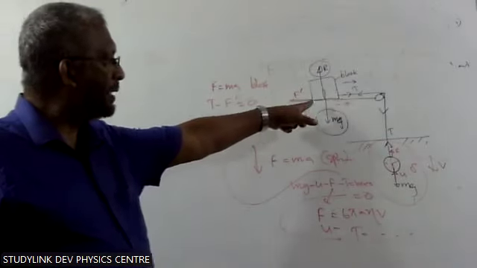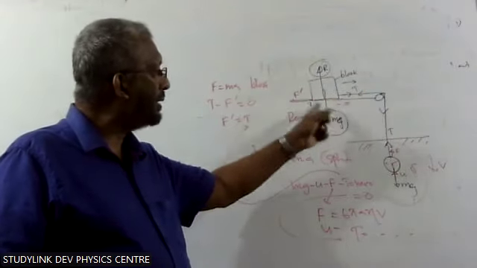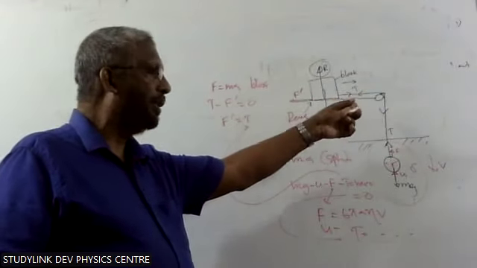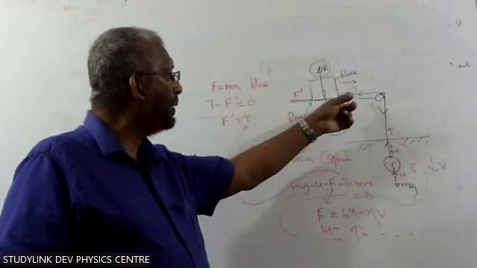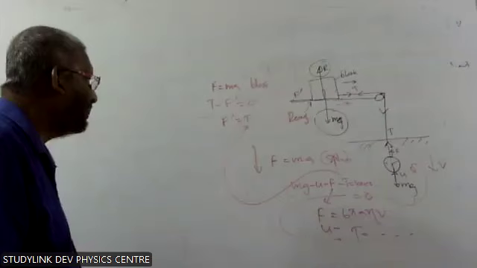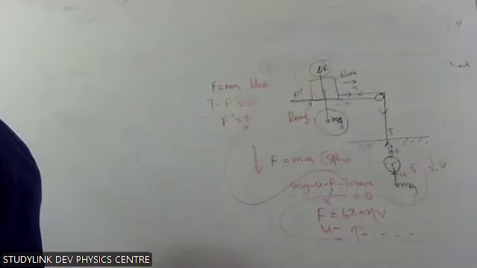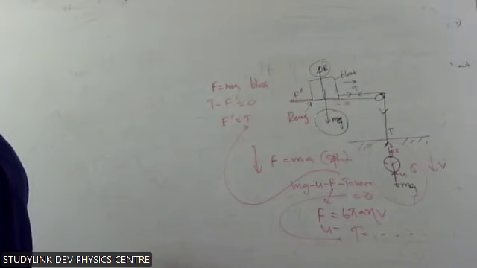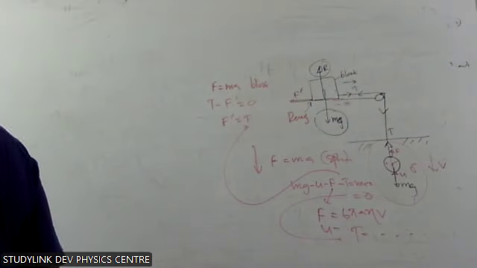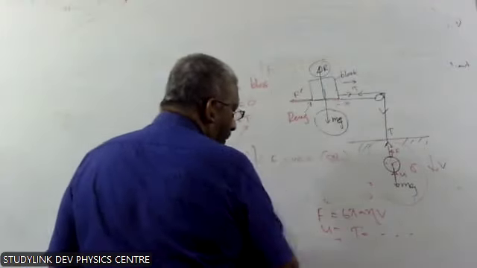Remember, if this is smooth, only one force acts horizontally, and these forces are not acting, because we are applying F equals ma horizontally, then it is moving with a certain acceleration. Such questions normally they don't give. Now I'll explain another type.